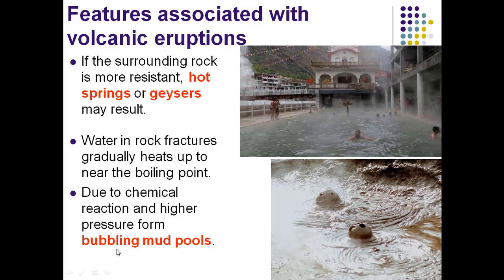Now we learn about the bubbling mud pool. A bubbling mud pool is a result of a chemical reaction, where the water slowly eats away the rocks in the fractures, where the water heats up near the boiling point and rock gets easily dissolved in the water. It creates a muddy situation, and this is due to the chemical reaction. Now due to the chemical reaction and the high pressure, this forms bubbles on the surface of the earth's crust, and these bubbles are escaping gases and steam, and it appears like a bubbling mud pool.